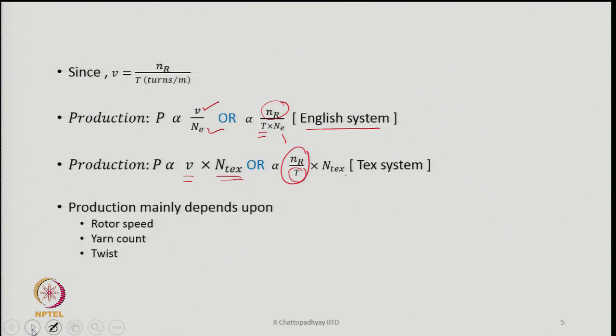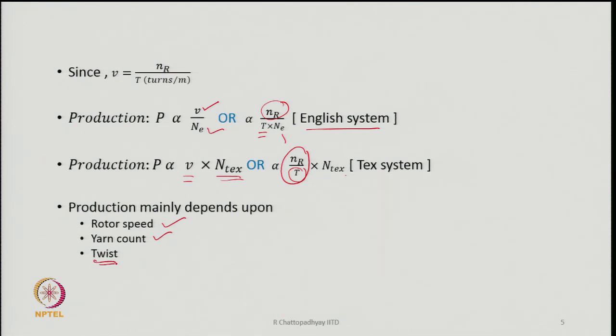So, we can generally say production mainly depends upon the rotor speed. The more the rotor speed, the more production we can expect. It will also depend upon the yarn count, but whether it is inversely proportional to the count or directly proportional to the count, all depends upon the counting system in which we express the yarn count, and it also depends upon the twist.